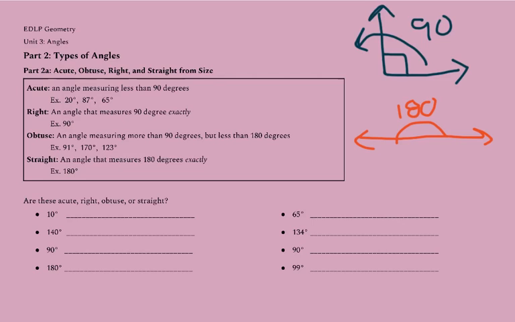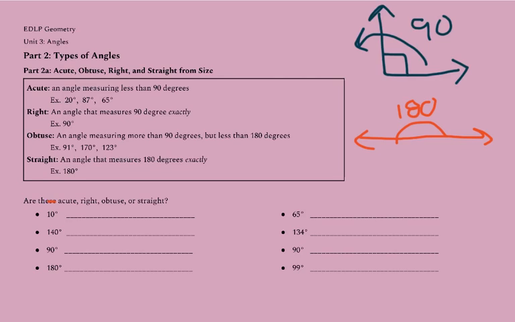If it's 181, not a straight angle. 179, not a straight angle. And then remembering, so obtuse is not only bigger than 90 degrees, but it has to be less than this 180. So anything in between those two values is an obtuse angle, like that 123, 91, 170. So as you name these or classify them as acute, right, obtuse, or straight, just be thinking, which does it work with? Not seeing them, but just based on their measure.